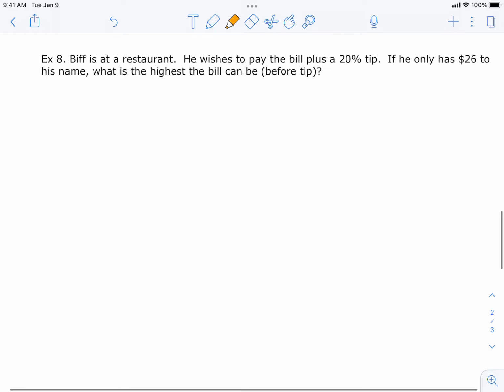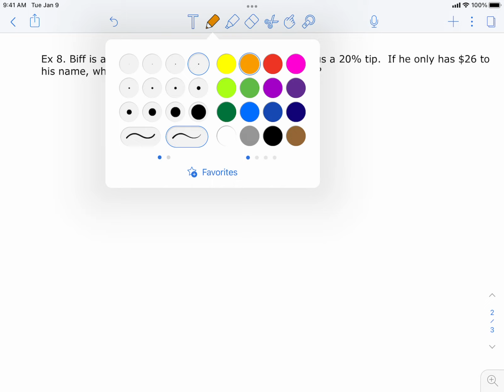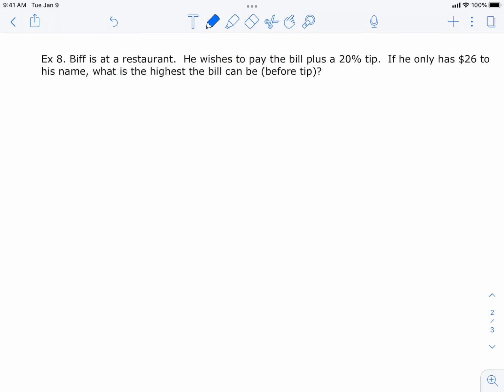What do we got here? Tipping. That's kind of like a tax almost. I mean, mathematically, it's the same structure as tax. No, it's not. It's like adding tax. It's not like income tax. It's like sales tax, I guess.